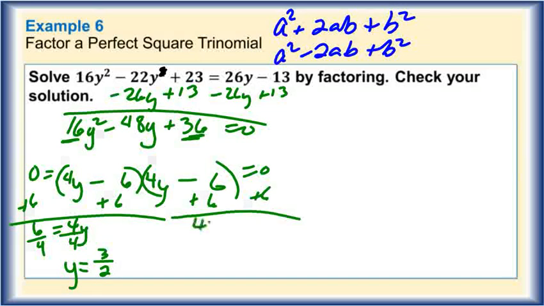I would have 4y equaling 6. Divide by 4, same thing, I would get the same answer. There's only one solution here, and that would be y equals a positive 3 halves.